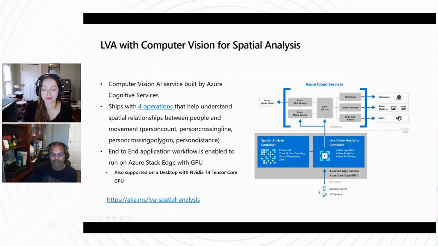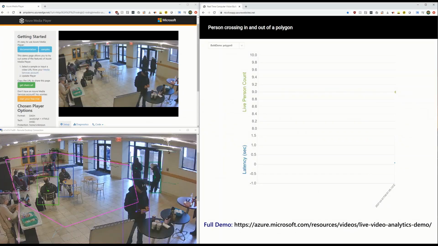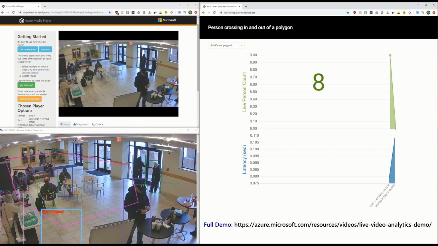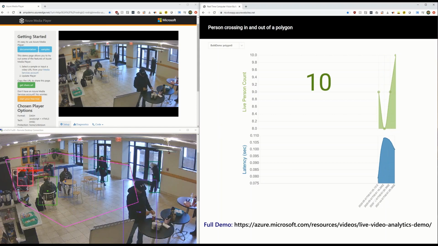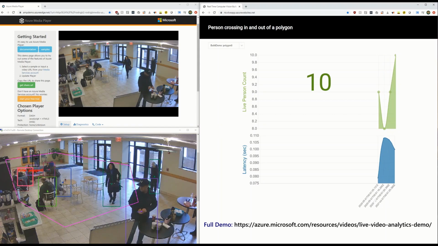And here is an example of the Cognitive Services Spatial Analysis container, which is actually optimized for the NVIDIA T4 GPUs. So that integrates really well with LVA as well. And there are 4 skills provided today, which are person count, person crossing line, person crossing polygon, and then measuring the distance between people in the video frame. So these things plug really well, and we do have a demo of that as well.